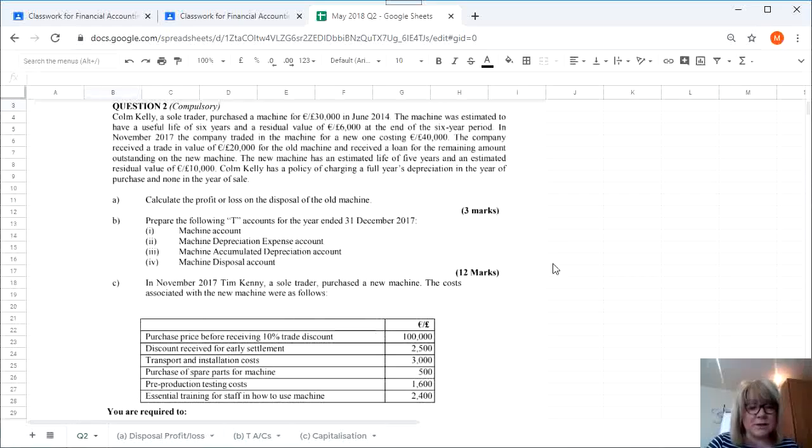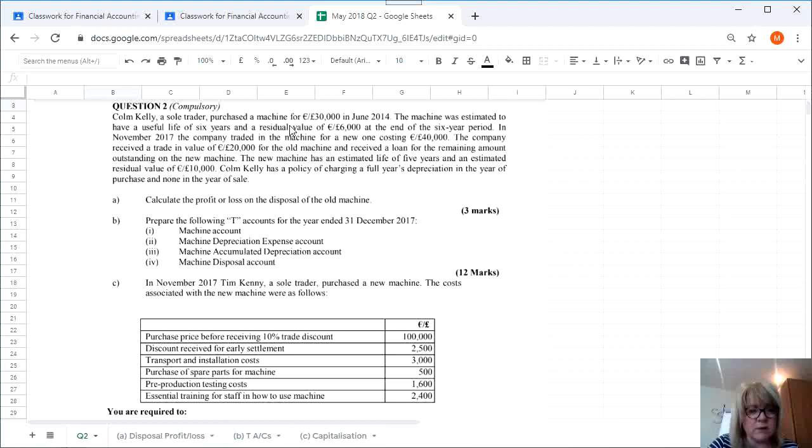Okay, so we're going to take a look at the May 2018 question 2 paper, and question 2 looks at the profit and loss on disposal, depreciation accounts, the T accounts, and the capitalisation of an asset. So first of all, you're asked to calculate the profit or loss on the disposal of the old machine.